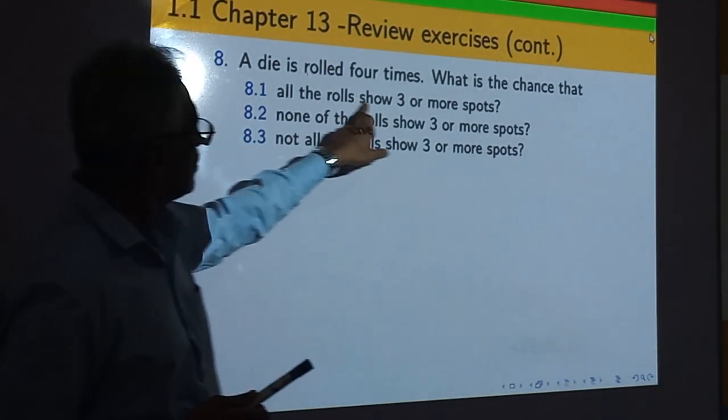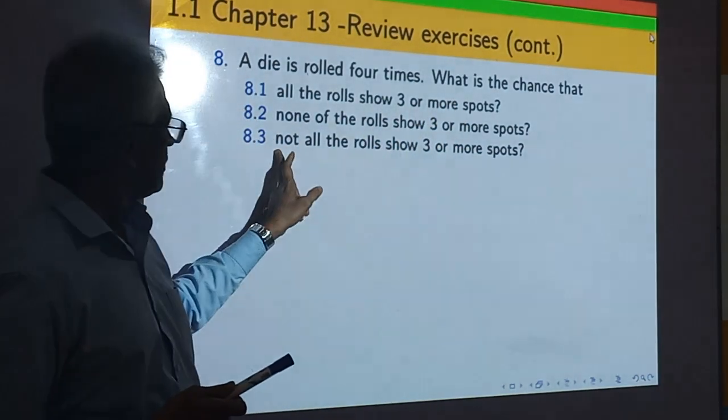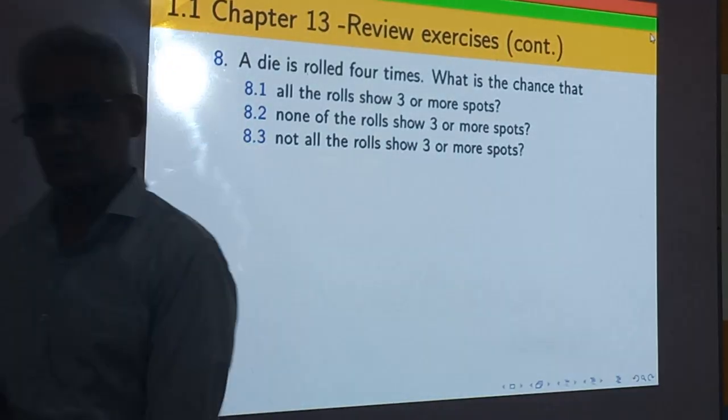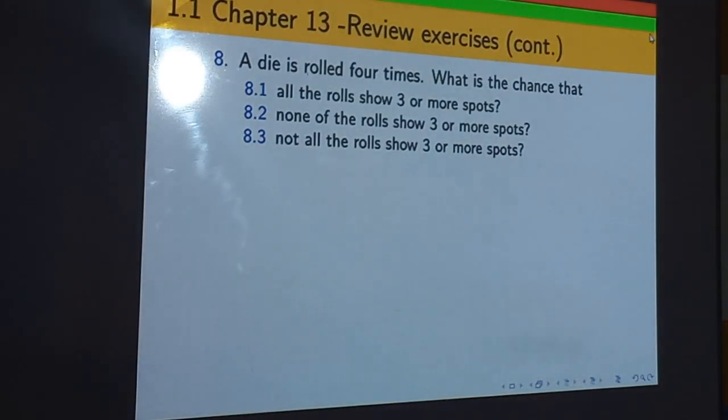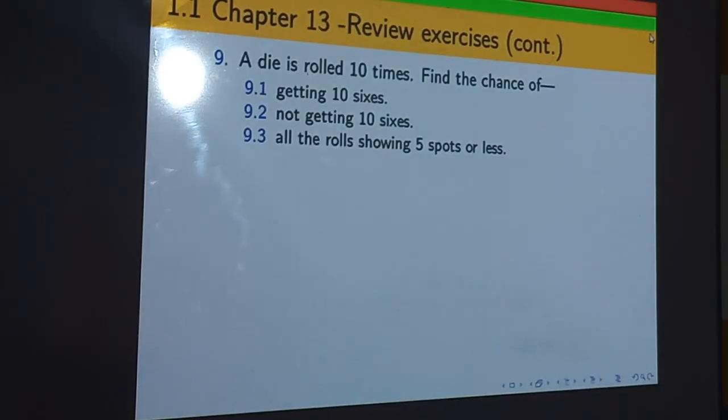This one says all the rolls show three or more spots. This is not all, so that is the complement of the first one. So one minus the probability of the first one. Okay.